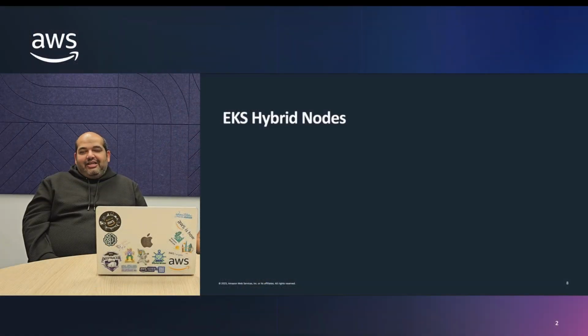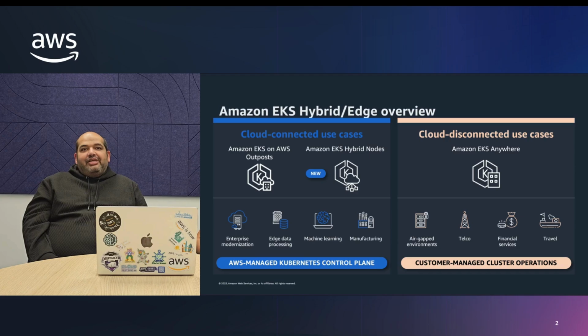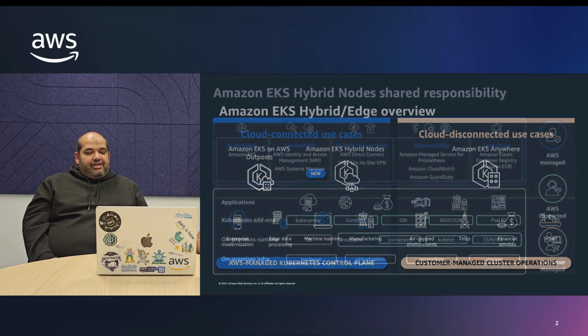So the next announcement is EKS Hybrid Nodes. EKS Hybrid Nodes is an add-on to one of our existing features of running Kubernetes on-prem with a cloud-connected use case. We have another option for customers using cloud-disconnected EKS deployment with EKS Anywhere. So EKS Hybrid Nodes adds another way for our customers to run Kubernetes workloads on-prem, running on their own existing infrastructure.